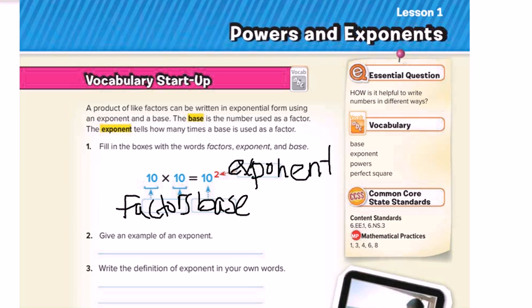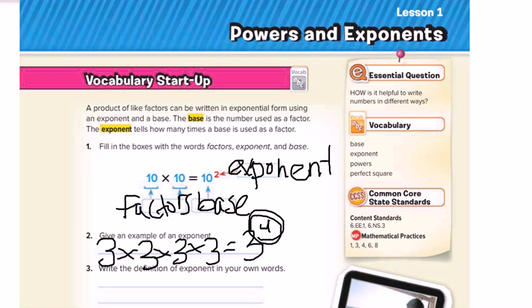Number 2 asks us to give an example of an exponent. If I have something like 3 times 3 times 3 times 3, I can rewrite that as 3 to the 4th power because I'm multiplying 3 times itself 4 times. In this example, 4 is my exponent. So that tells me how many times I'm multiplying the base.